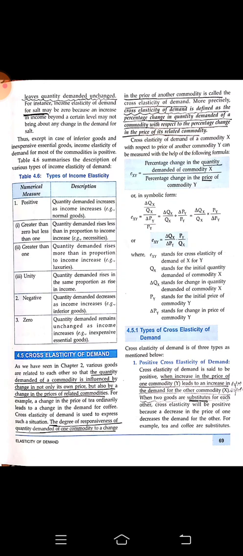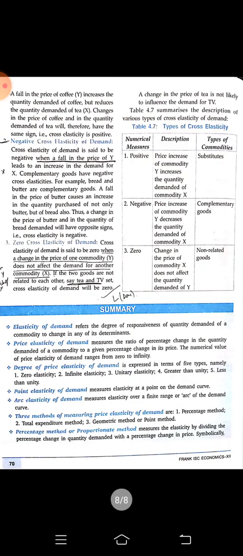Next we see the types of cross elasticity. Positive cross elasticity of demand: when an increase in the price of one commodity, say Y, leads to an increase in the demand of X. Y has increased its price, and for that the demand of X has increased. This is positive cross elasticity of demand.